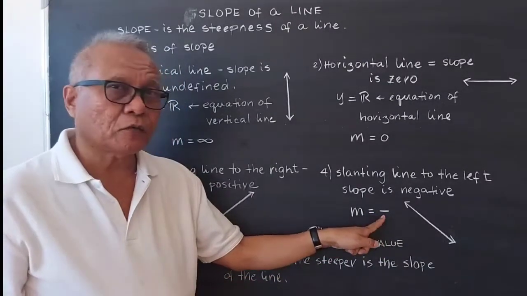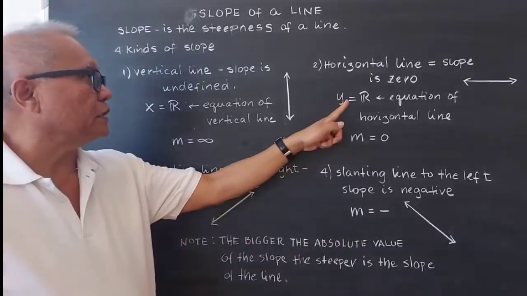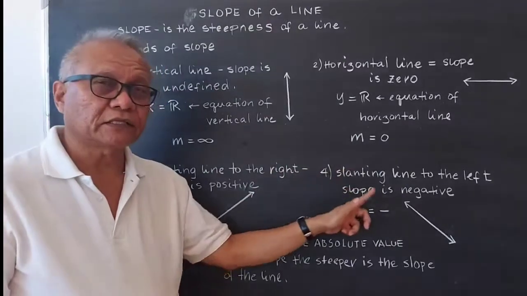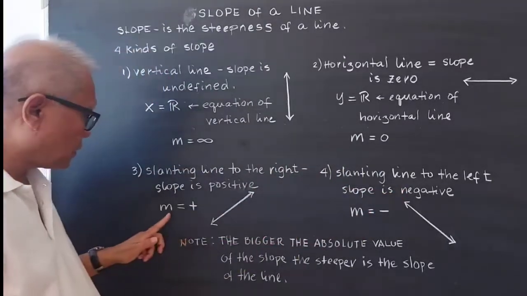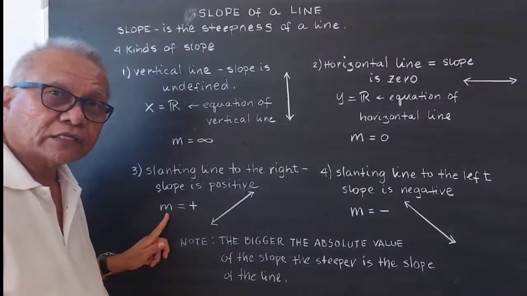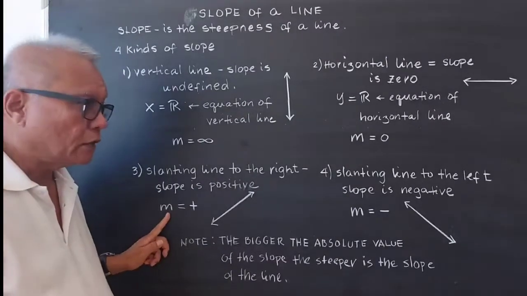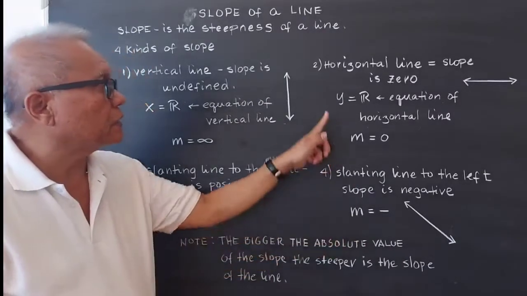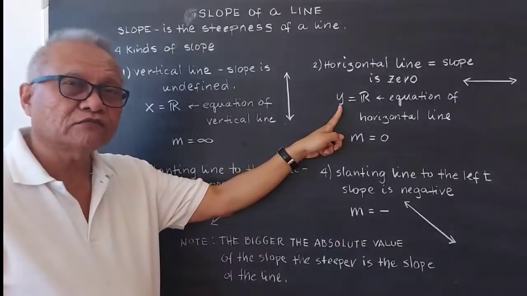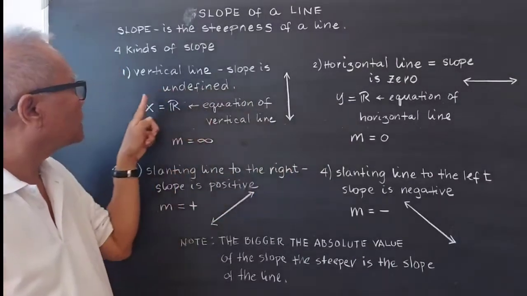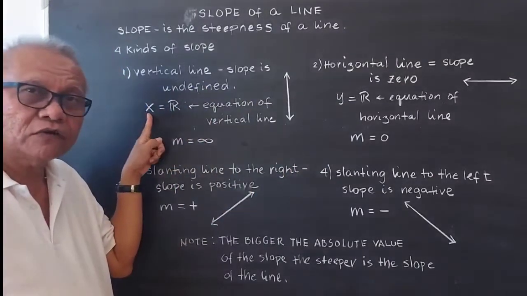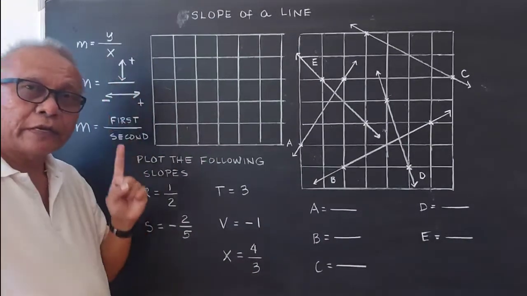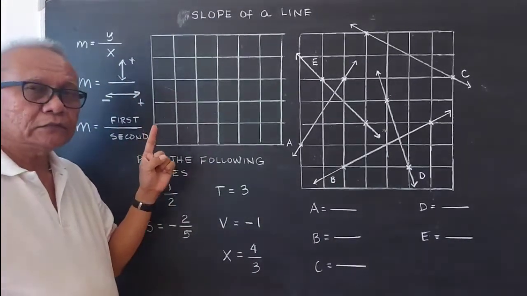So in our linear equations, we have these three: horizontal, slanting to the right, and slanting to the left. In the equation here, we have x and y variables already, unlike in the horizontal line where we have only one variable y, and in the vertical line where we have only one variable. Let's have now our slope, and we are going to plot our slope.